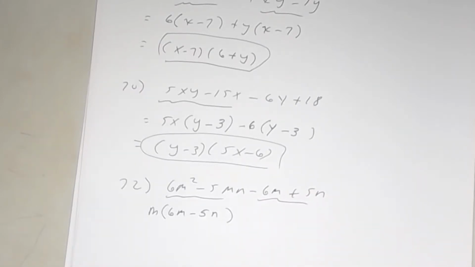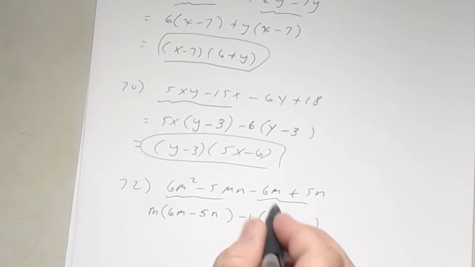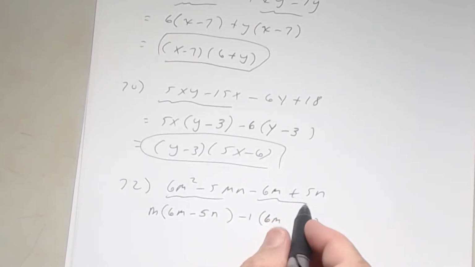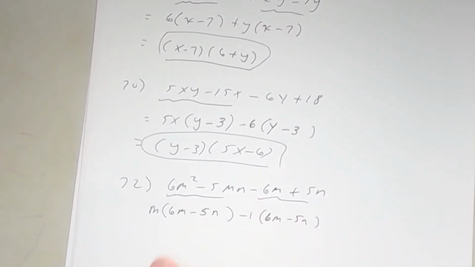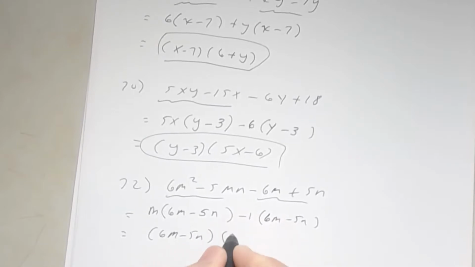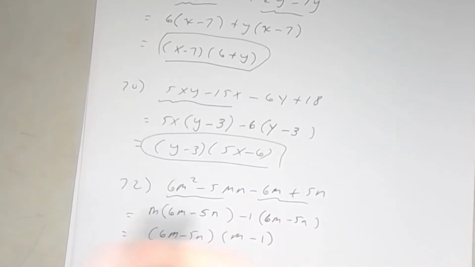All right, now, from the second group, what is the GCF? Not quite 1, but negative 1. Negative 1 times what is a negative 6m? Positive 6m. Negative 1 times what's a positive 5n? Negative 5n. And are those the same? Yes. So what's the answer? 6m minus 5n multiplied by m minus 1.